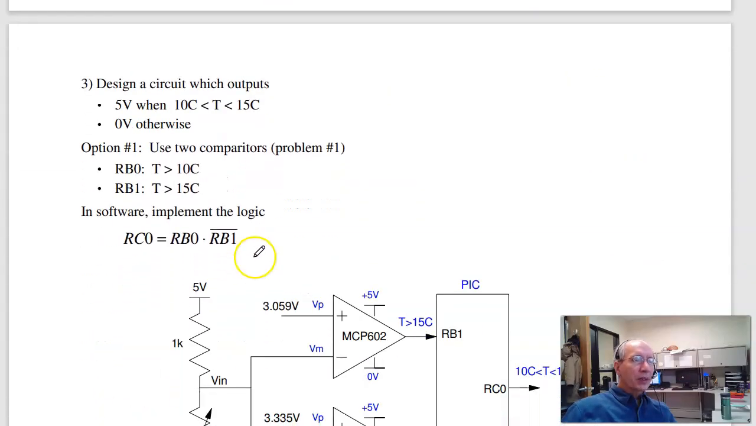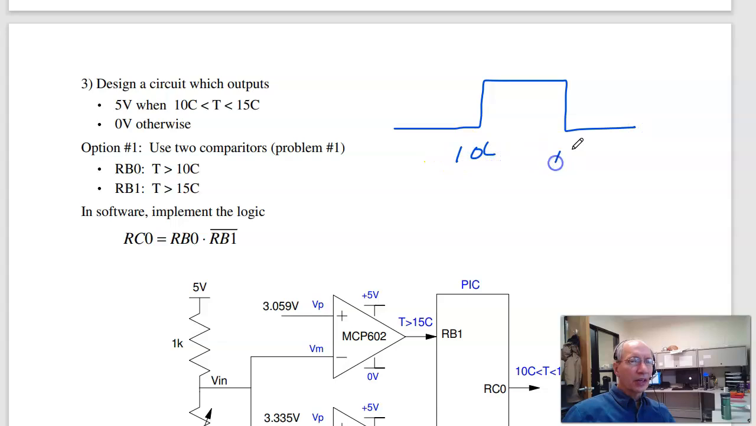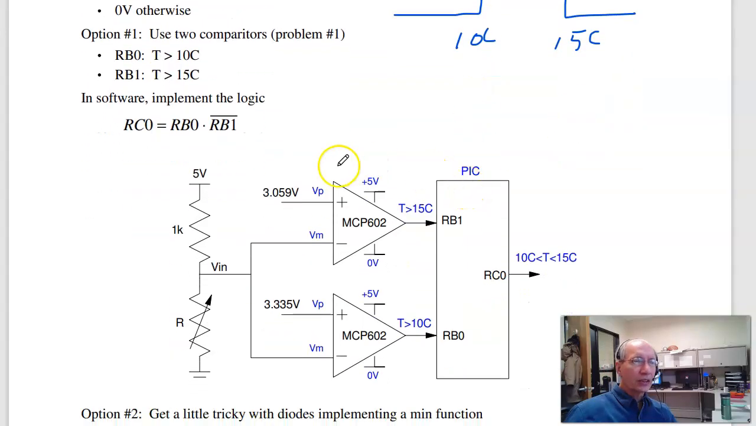Problem 3 is kind of a tricky one. I want to do this instead. I want to turn on at 10 degrees Celsius and turn off at 15 degrees Celsius. Come up with a circuit that does that. Now there's multiple ways of doing this. One approach is go back to problem number 1. I can do temperature greater than 10, temperature greater than 15, just change the offset voltage.